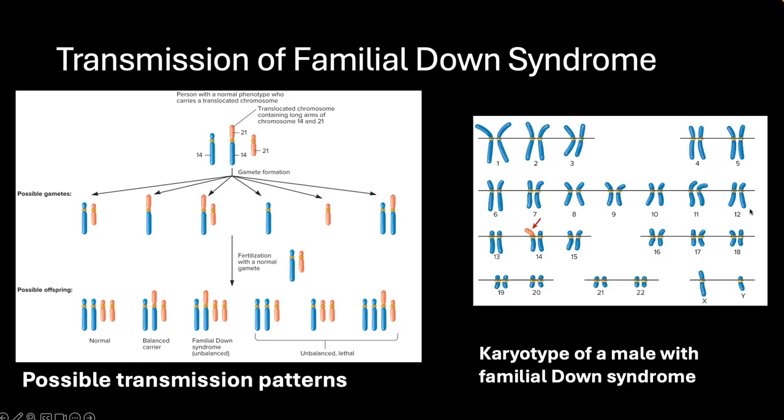While a person with the familial Down syndrome phenotype actually has 46 chromosomes, the normal number, due to the translocation, they have three copies of most of the genes from chromosome 21.